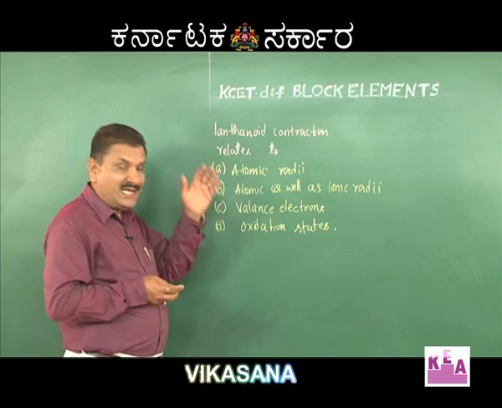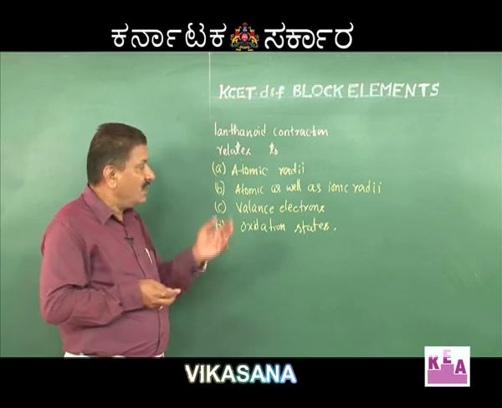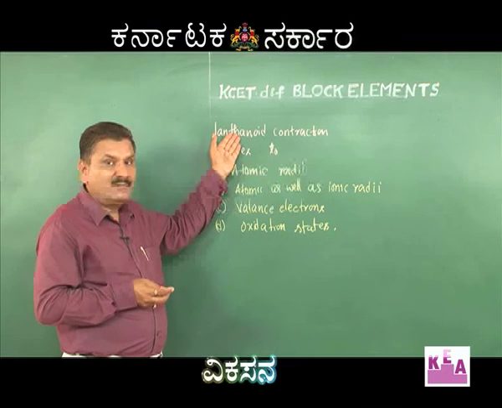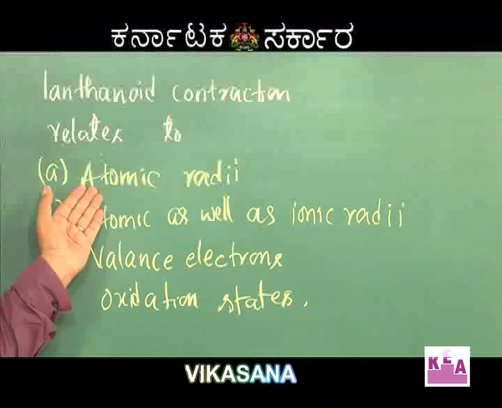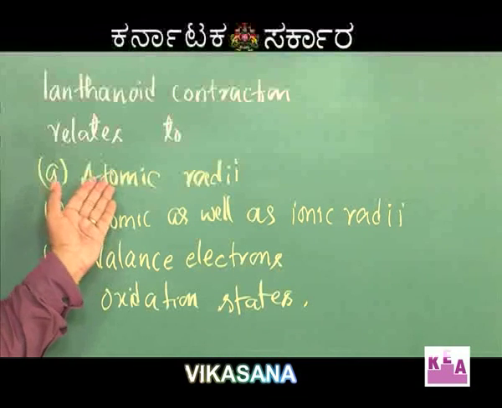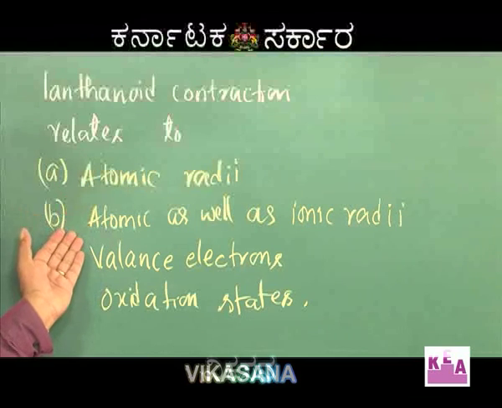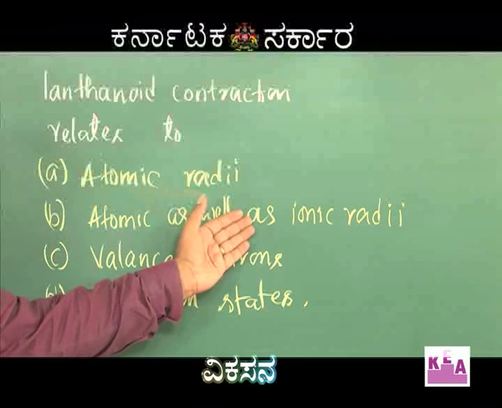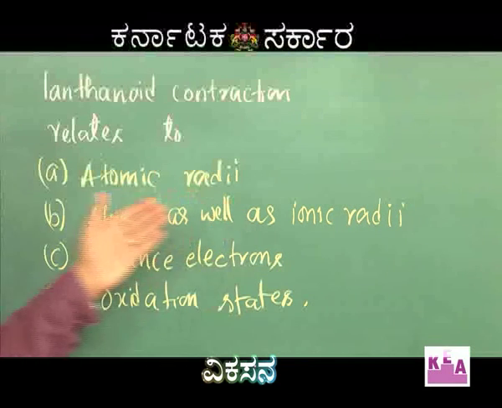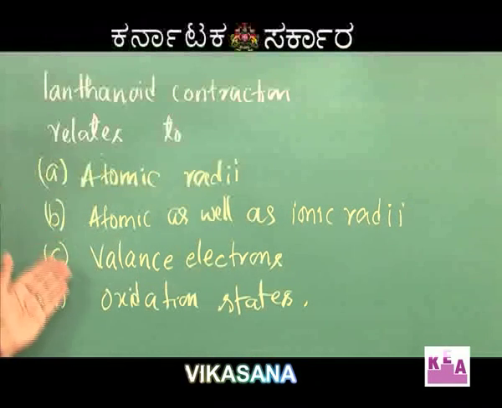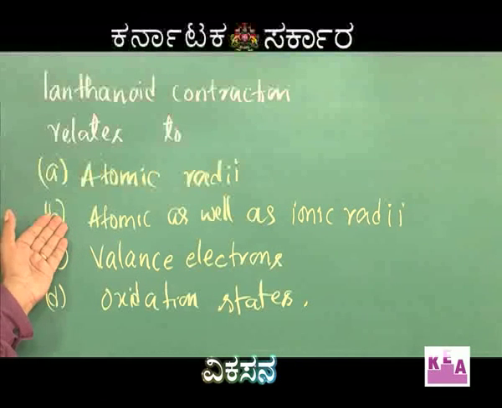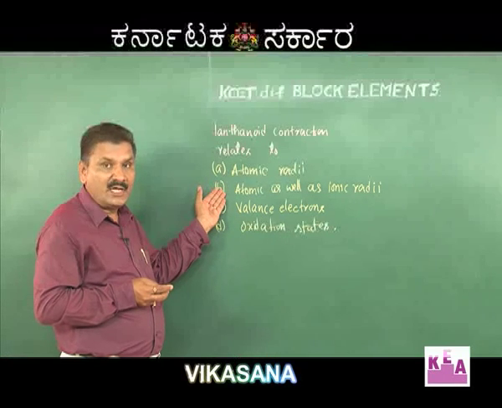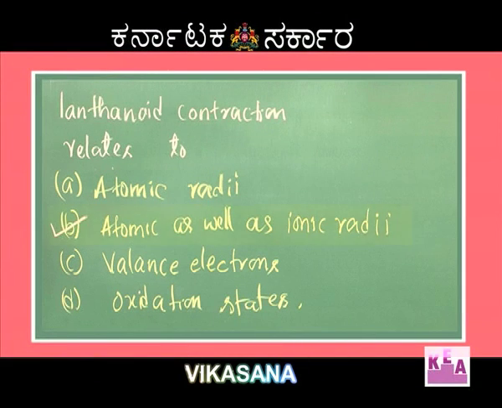We have to be careful in selecting the answer here. When I say lanthanide contraction, it is related to atomic as well as ionic radius. In option A, we have atomic radii. This is partly correct. When you move to option B, it has atomic as well as ionic radii. So therefore, option A is partly correct, option B is totally correct. So the correct option for this question is lanthanide contraction relates to atomic as well as ionic radii. So the correct option is option B.